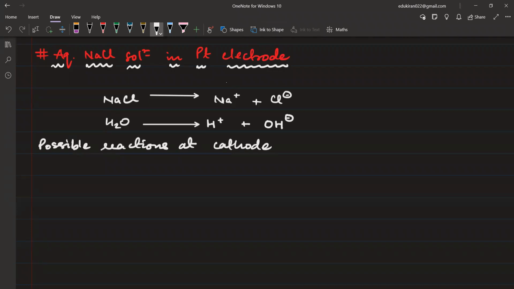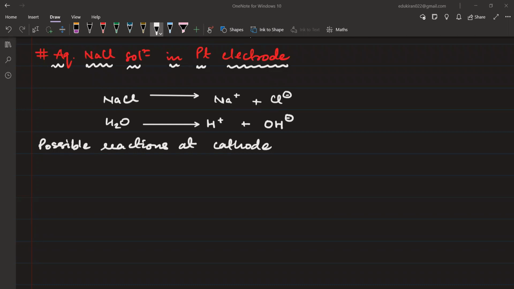In cathode, what is going to get attracted? Cations. I think you all can understand this easily. Will you remember? What comes at cathode? What do we get in cathode? Cation. Yeah, we get cation at cathode.